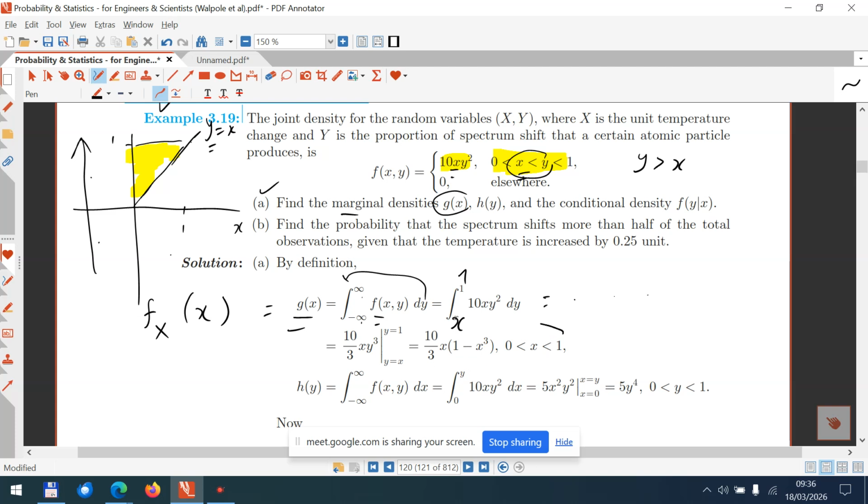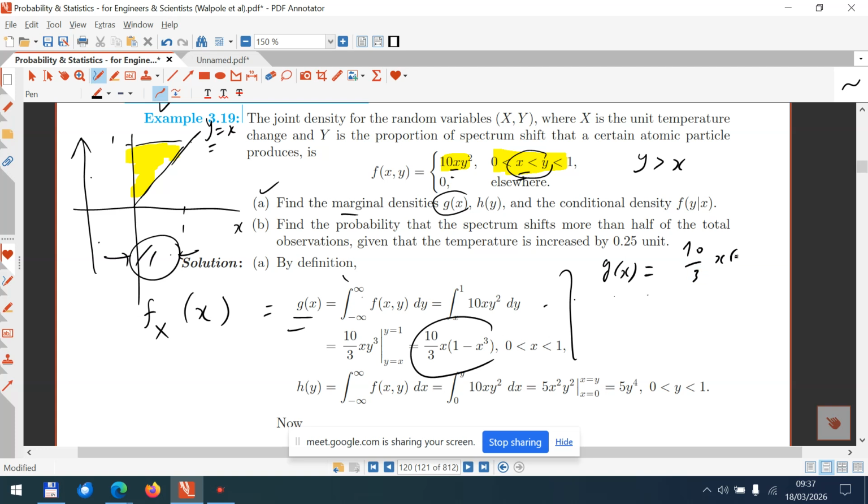You also have to respect the x-axis conditions, so this will only be true for x between 0 and 1 and 0 otherwise. What has not been written down, and what you have to do in every such question, is that your answer should be: g of x equals 10/3 x times (1 minus x) cubed, when x is between 0 and 1, and 0 otherwise. Because this 0 otherwise is very important, right?